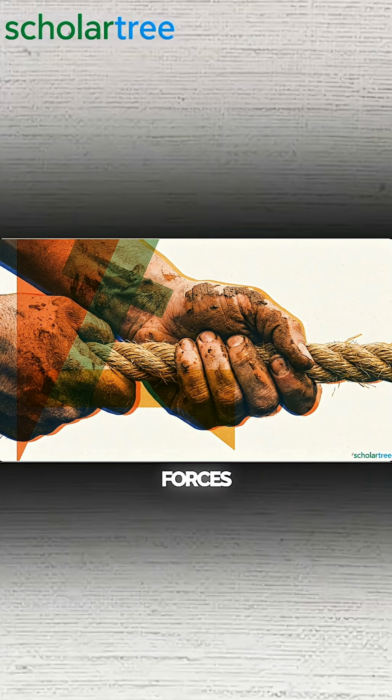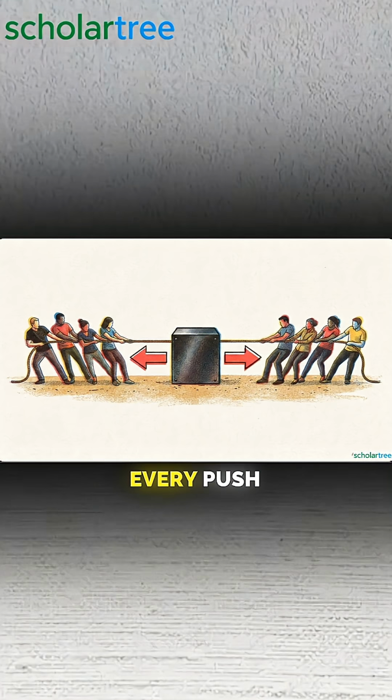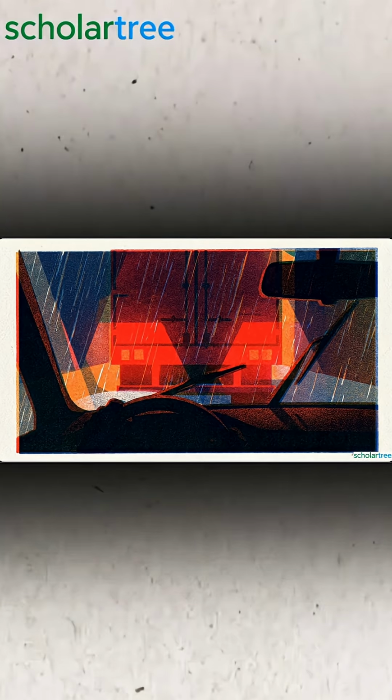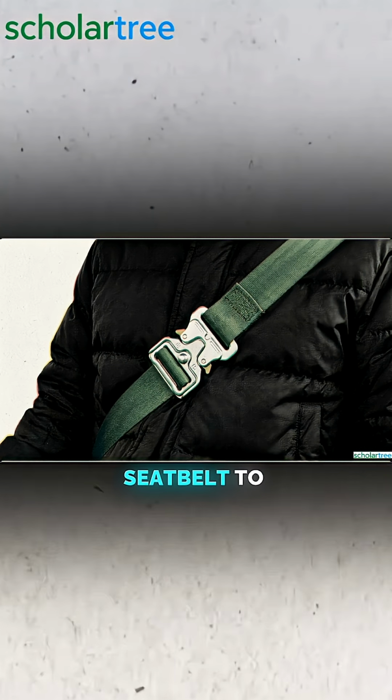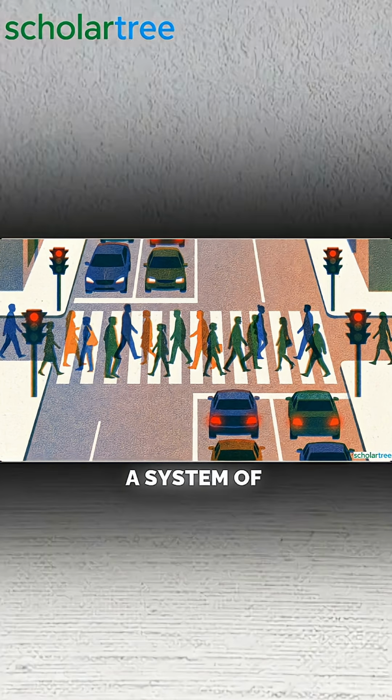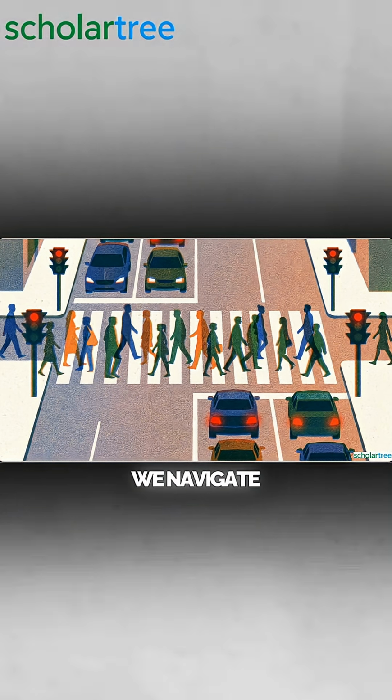The first rule involves forces. In the physical world, every push and pull produces a predictable result. We rely on this predictability for survival. This reliable math allows a car's seatbelt to lock and secure you during a collision. At the human scale, reality functions as a system of dependable physical interactions we navigate daily.